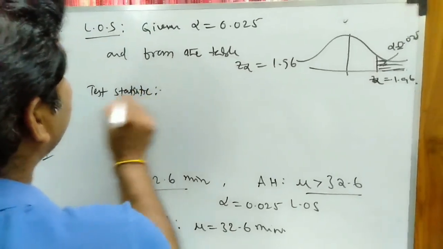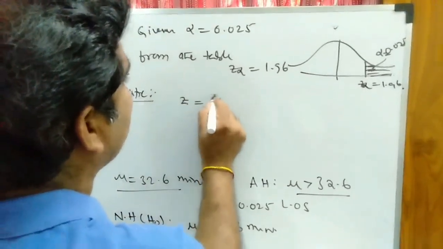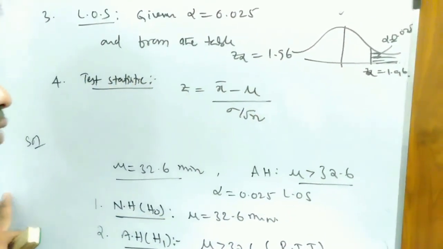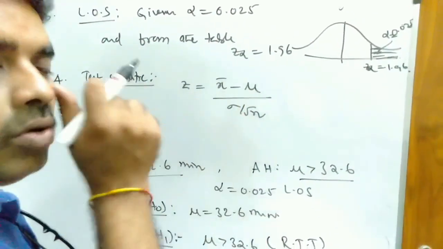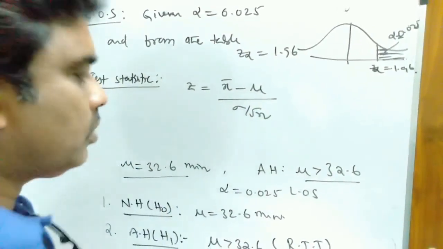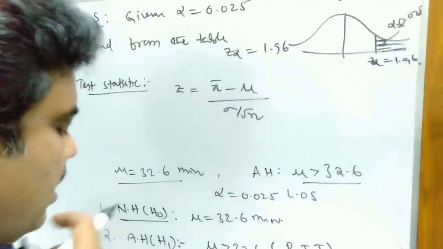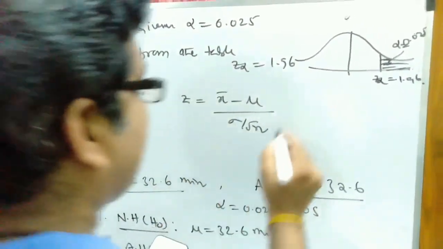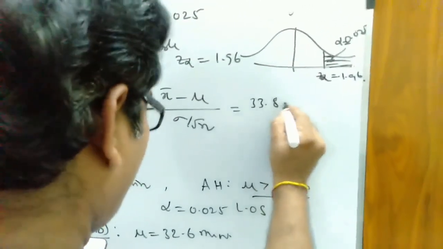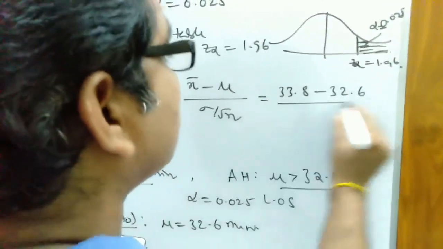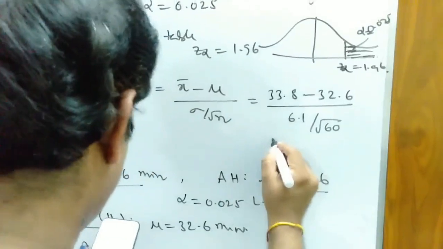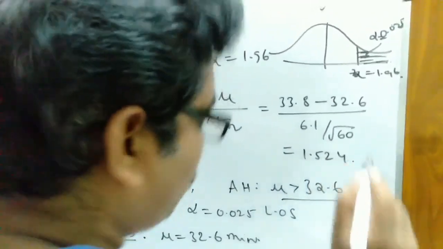So in the test statistic we see the value of z is equal to, we know the formula as x bar minus mu by sigma by root n. Here sigma is an unknown quantity, so we can substitute the s value. So what is x bar given? From the data, x bar is equal to 33.8 minus mu value 32.6 by 6.1 by root 60, and this value is 1.524.